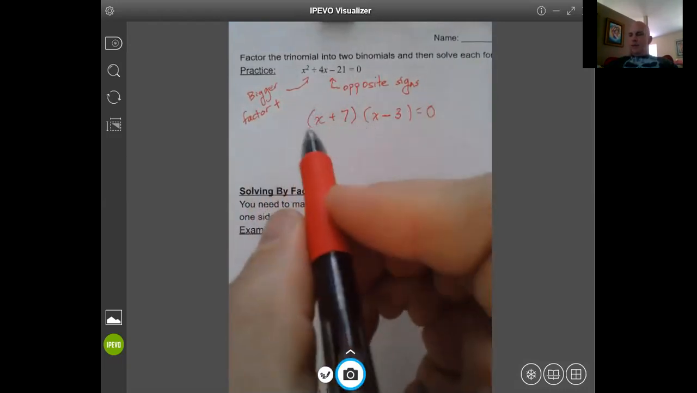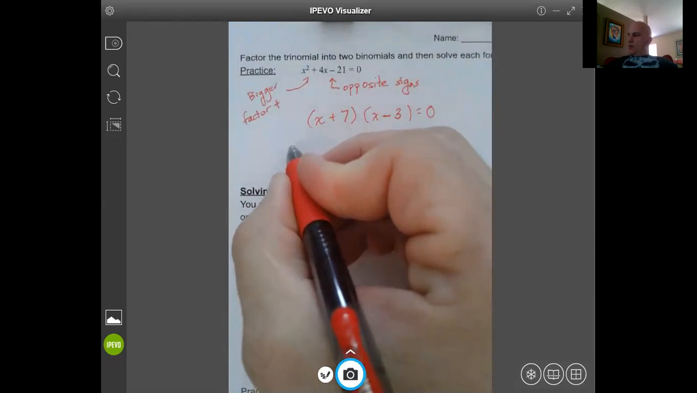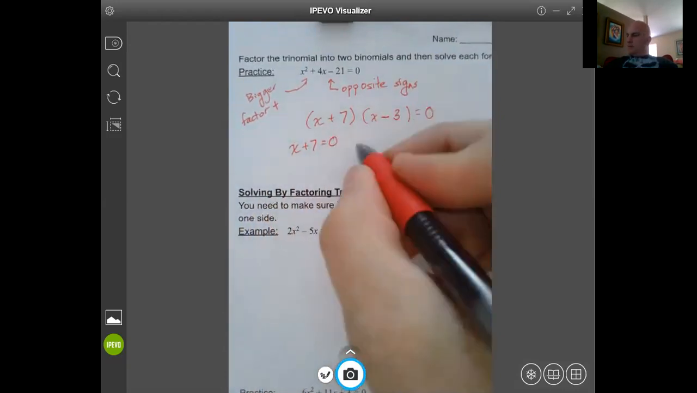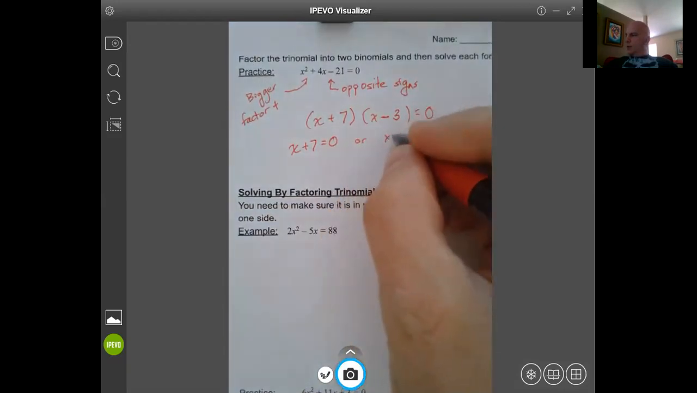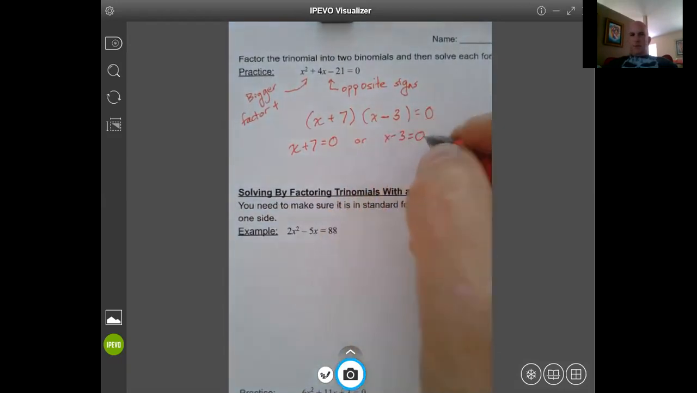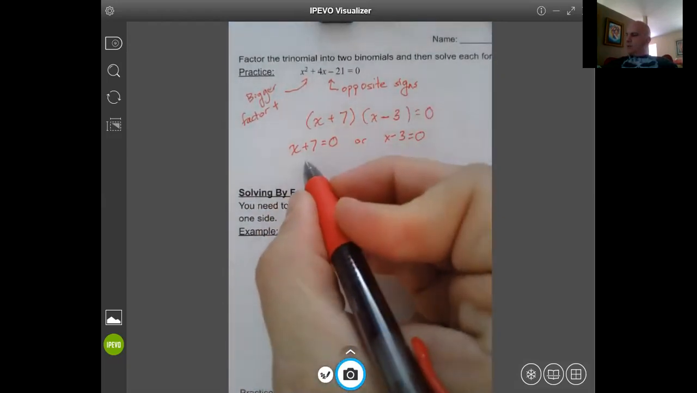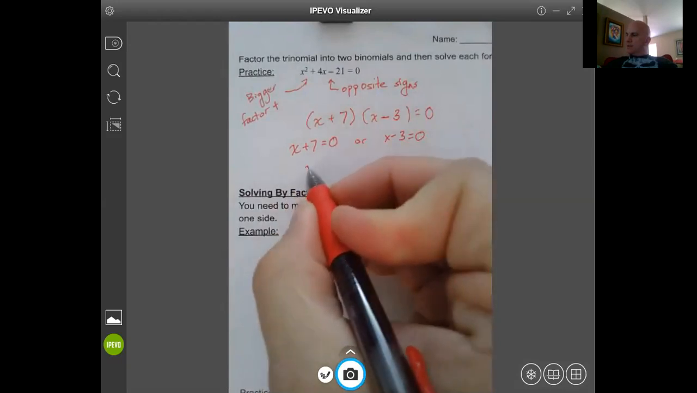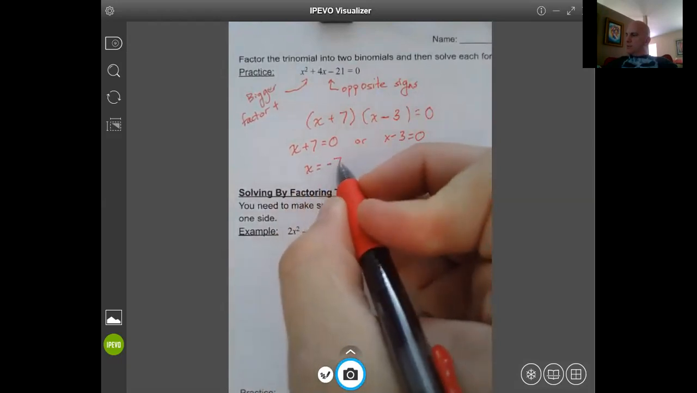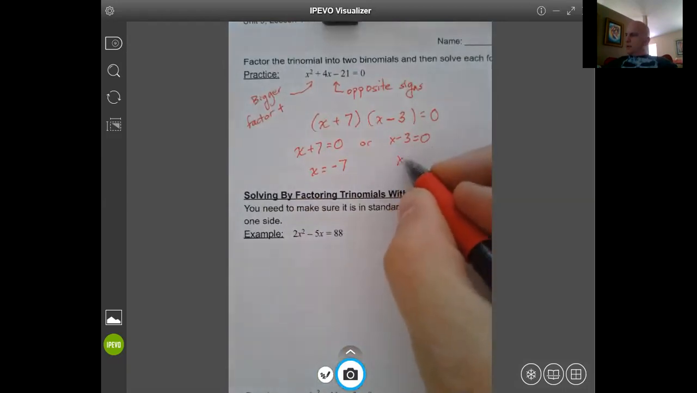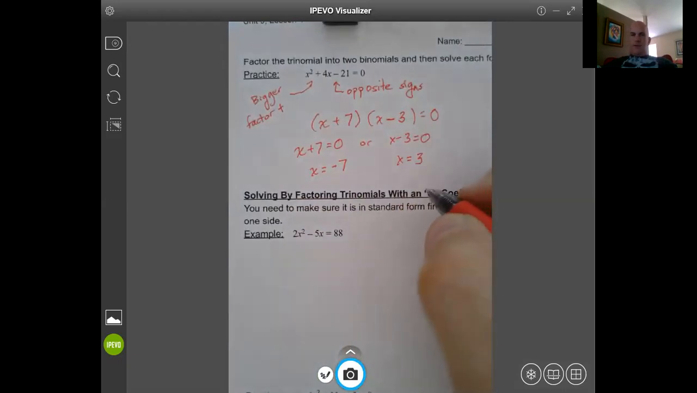Now I'm not done. Once I'm factored, I need to use the zero product property and say that one of these factors or the other is equal to 0. So I solve both of those binomials for 0. This is going to be minus 7 on both sides, so x equals negative 7. Here I'm going to add 3 to both sides, and x would equal 3. So those are my two solutions to that problem.